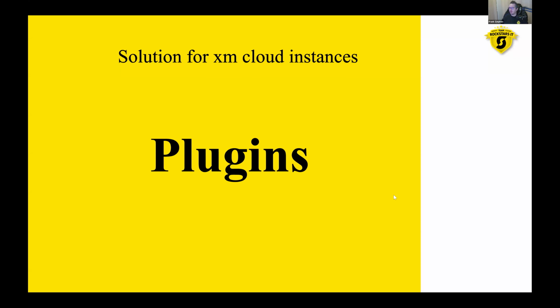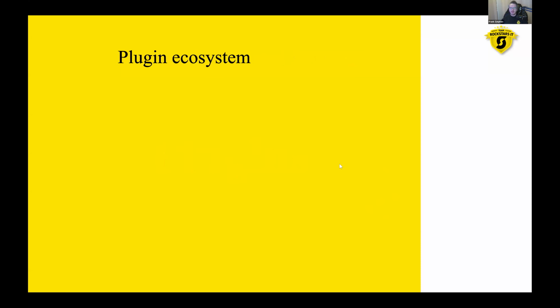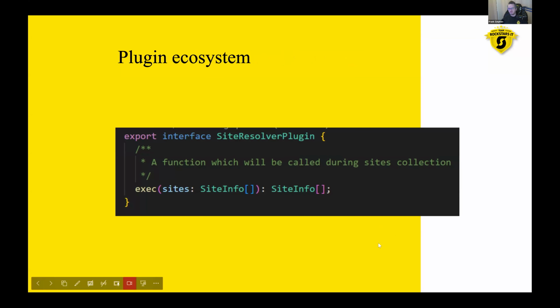One word: plugins. Sitecore seems to have heavily invested in a plugin ecosystem, and one of those plugins would be a site resolver plugin, which you can find, if you are running Next.js, that is, within the lib site resolver index.ts file.